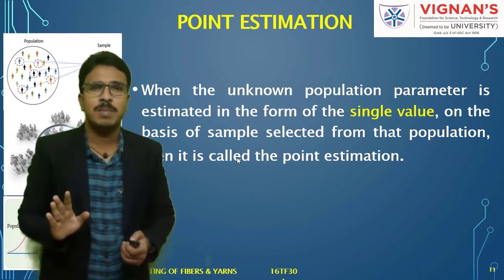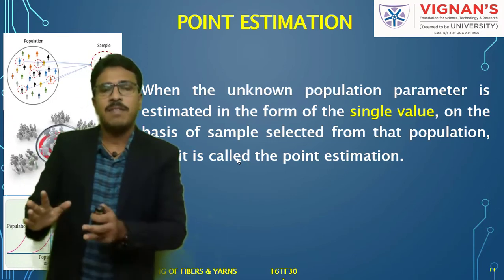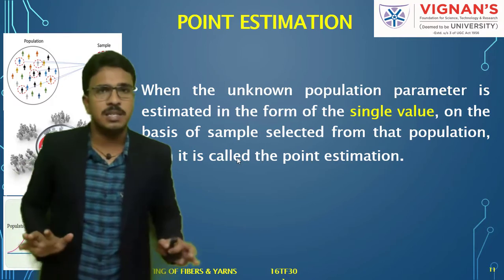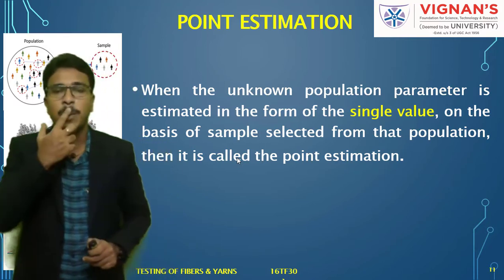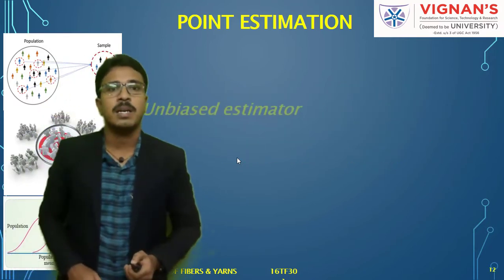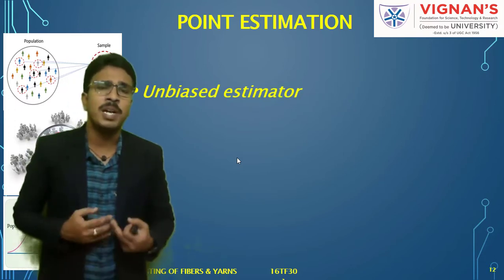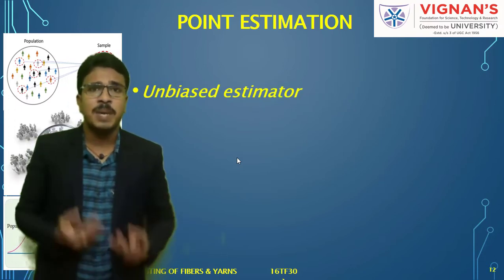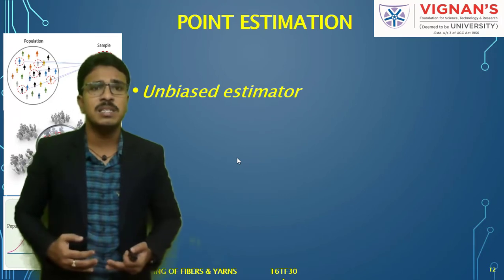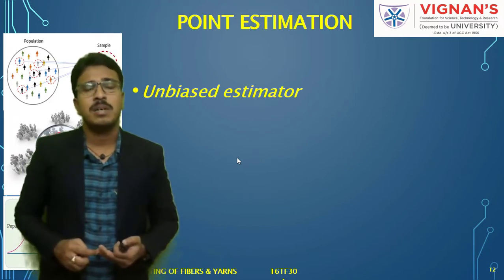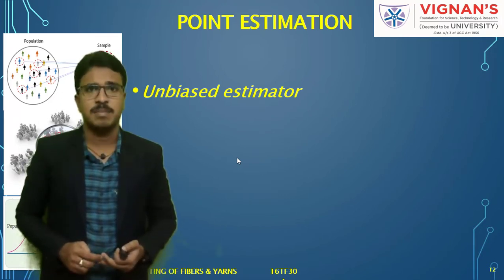Only a single value will be there. So where the average count will be this much, that's it. This is called point estimation. Now this point estimation can be done in many ways. One of the ways is by using an unbiased estimator.